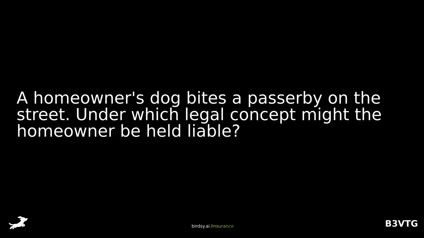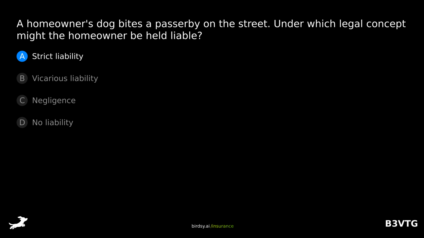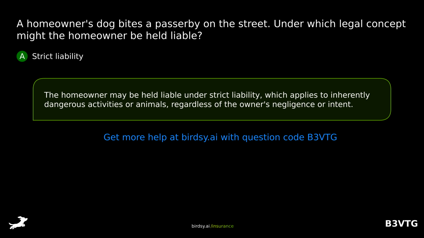A homeowner's dog bites a passerby on the street. Under which legal concept might the homeowner be held liable? Is it A, strict liability? B, vicarious liability? C, negligence? Or D, no liability? The answer is A, strict liability. The homeowner may be held liable under strict liability, which applies to inherently dangerous activities or animals, regardless of the owner's negligence or intent.